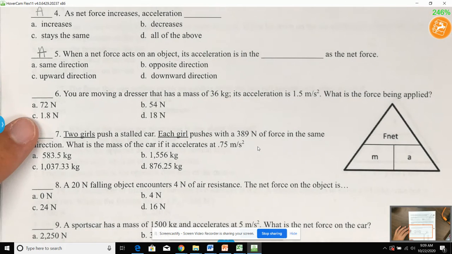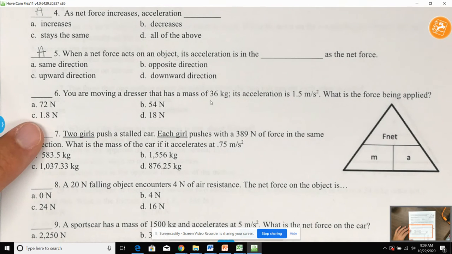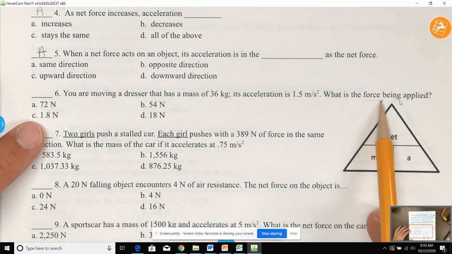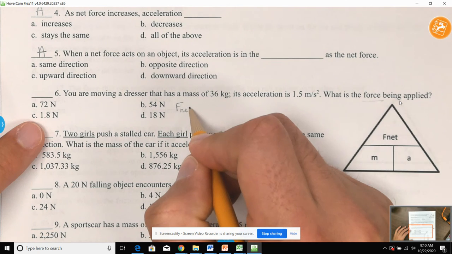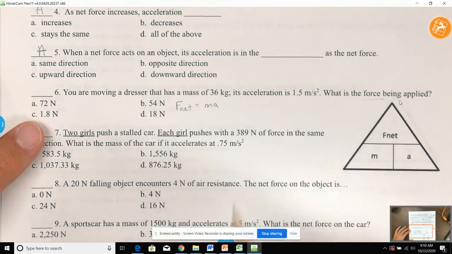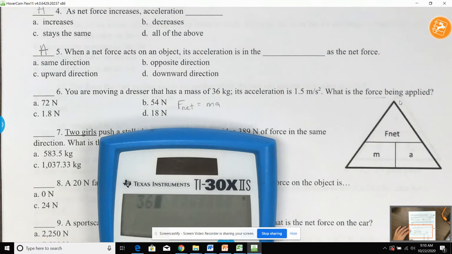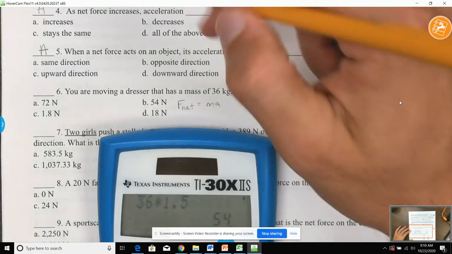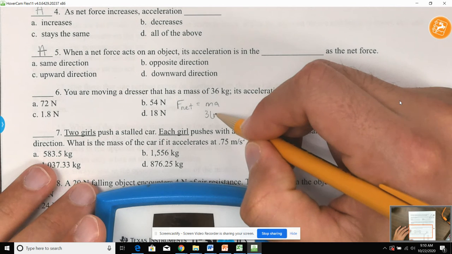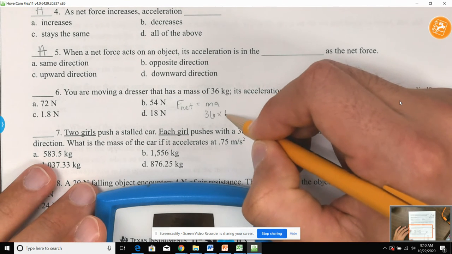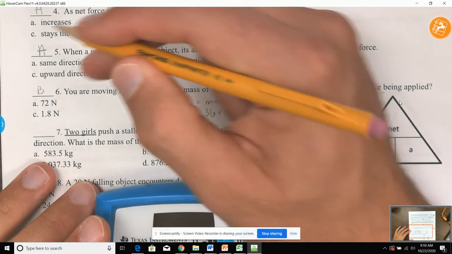Okay, so here we have our triangle. You're moving a dresser that has a mass of 36 kilograms and an acceleration of 1.5. What is the force being applied? So they want force, which is equal to mass times acceleration. So for mass times acceleration, you're going to just take into your calculator 36 times 1.5, and that's going to crank out 54. B. Yes. So 36 times 1.5 is B.